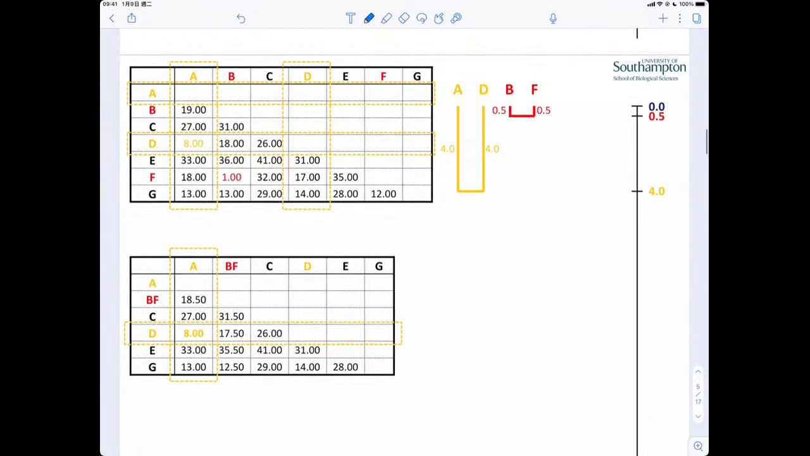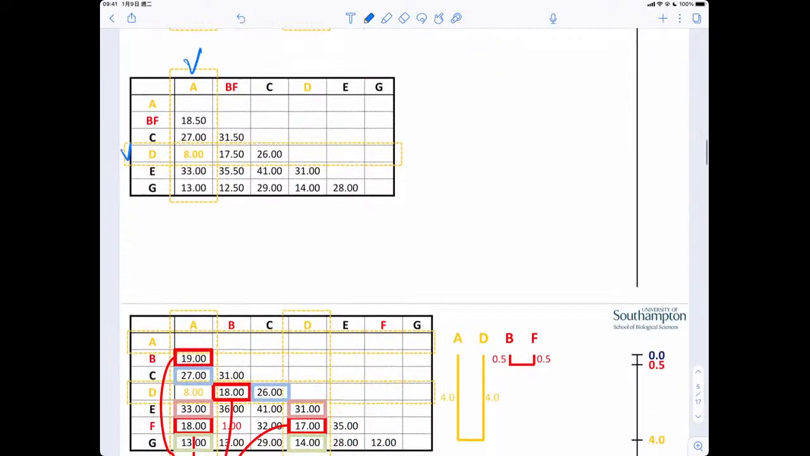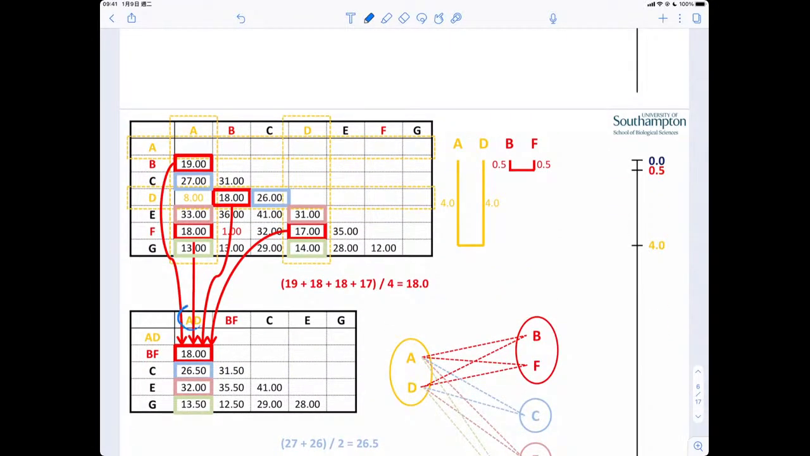We remove A and D, which is right here, and create a new data point called AD. So we have a new column AD and a new row AD, and we have to fill in all those distances by using the old distance matrix. So it's quite simple, right?